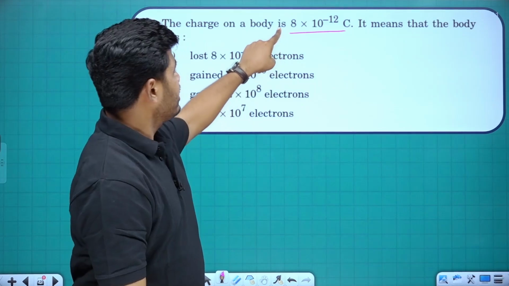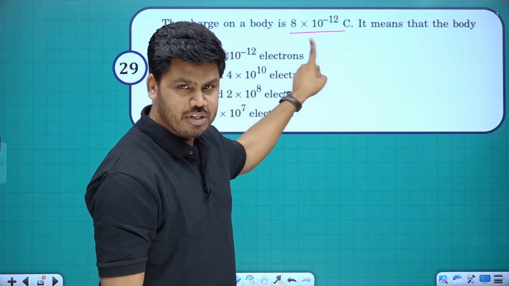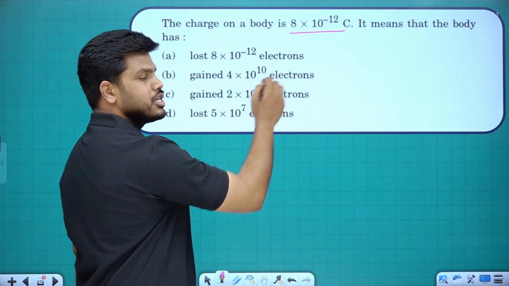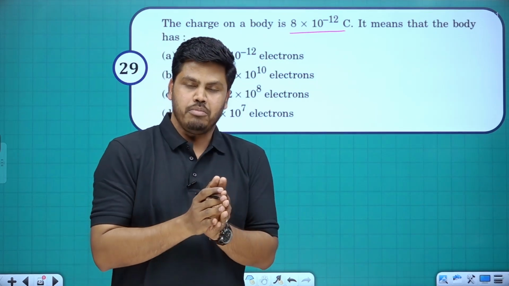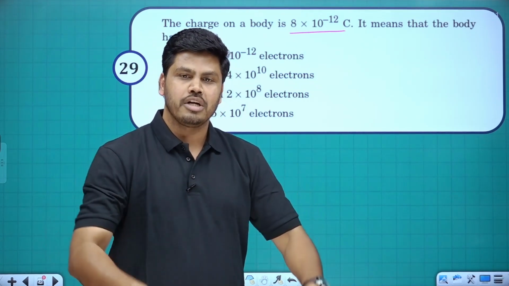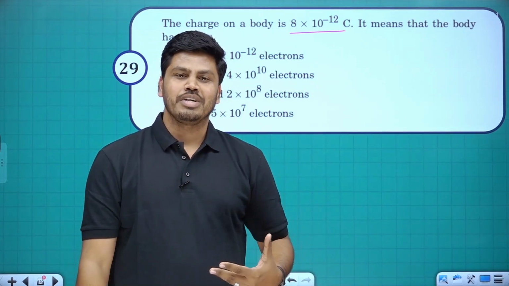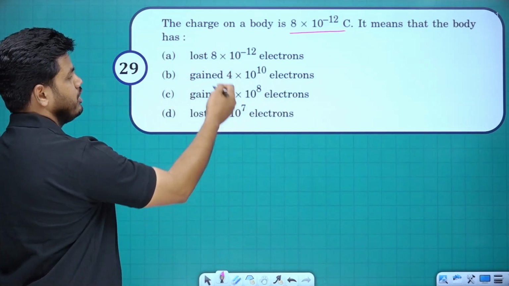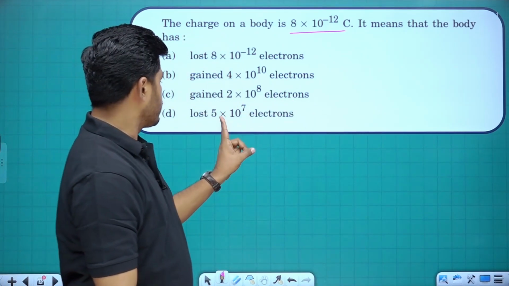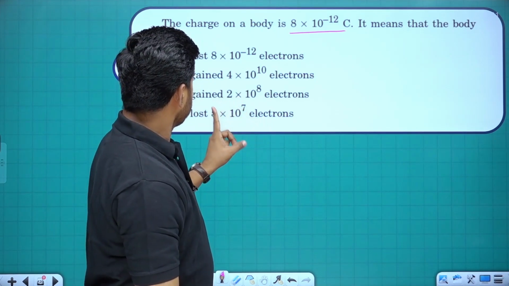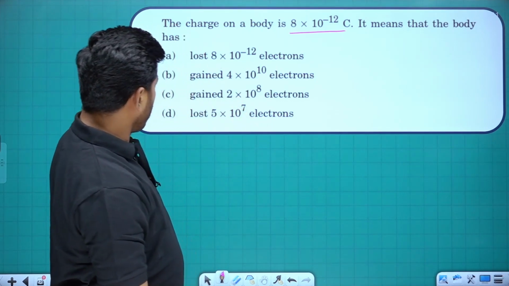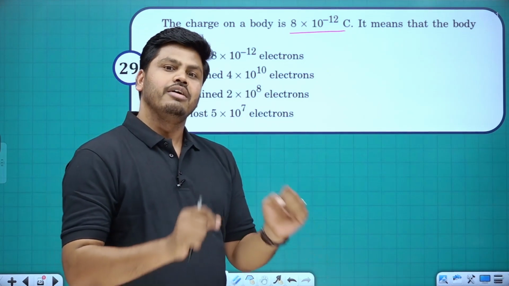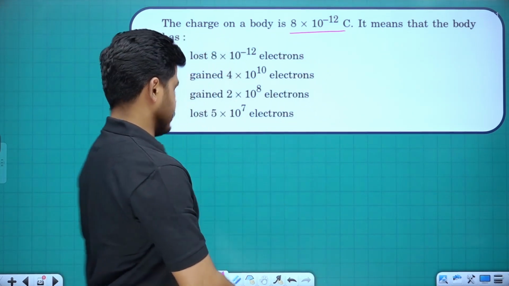We know you're given a positive charge, right? If positive charge is given, what happened? When will a body be positively charged? When it loses electrons, right? When it gains electrons, it will be negatively charged. So in this case, it can be any one of these 2 options, right? That is what we are going to consider. Option A or option D, because it lost electrons, then only it will be positively charged.